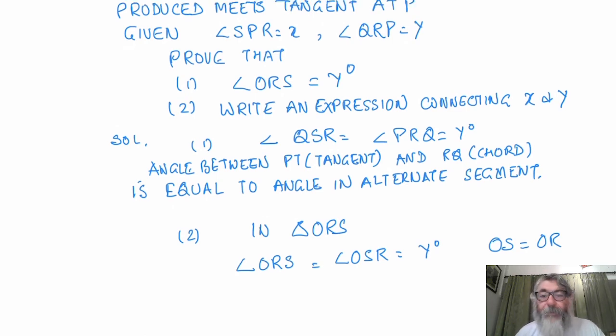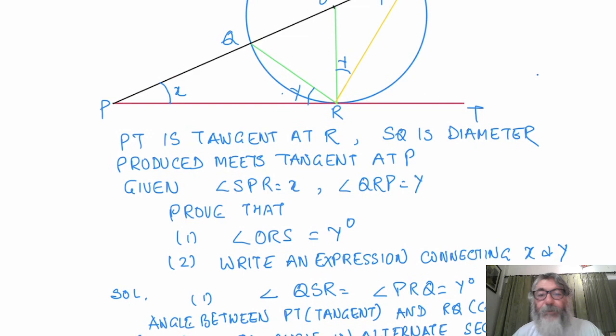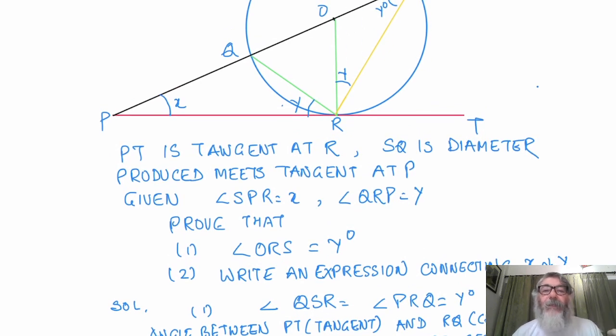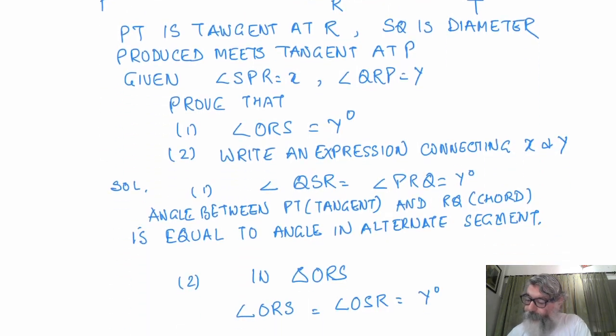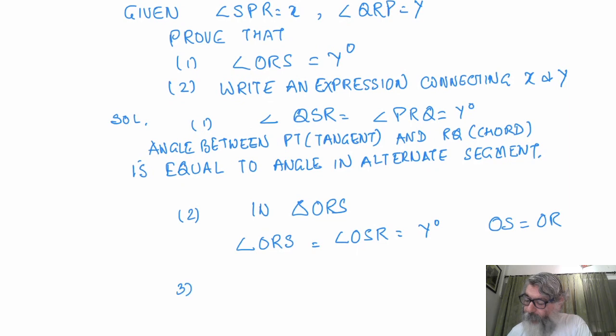So that becomes y. That is the reason we have used the property that the angle between tangent and chord is equal to the angle in the alternate segment. We can use many other properties for finding this out, but this is a direct method which we were able to get. Now he said write an expression connecting this and this. Now this angle, angle SQR, is x plus y.